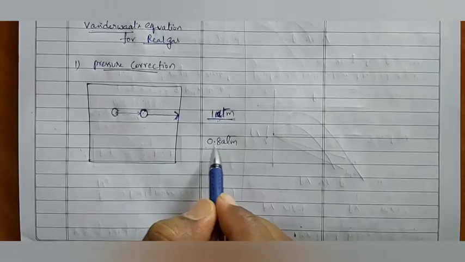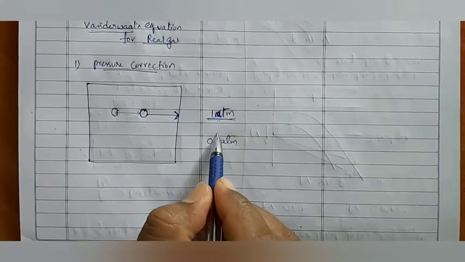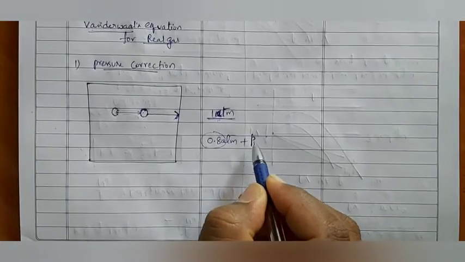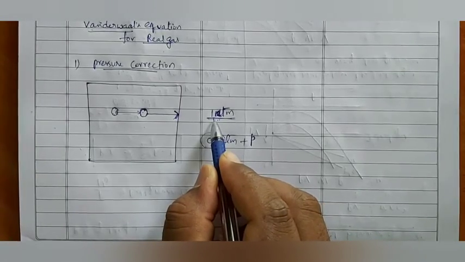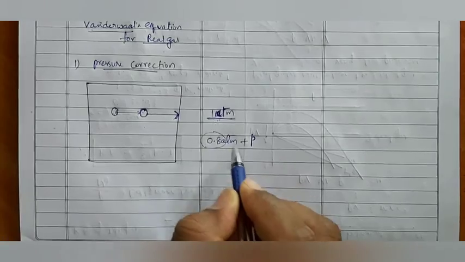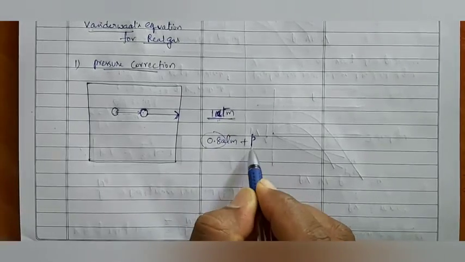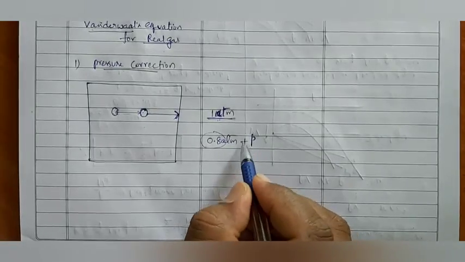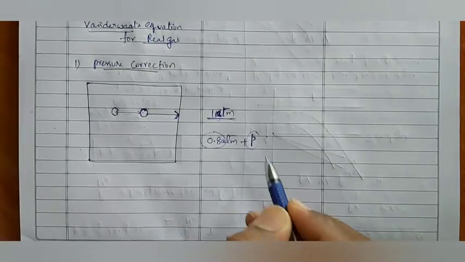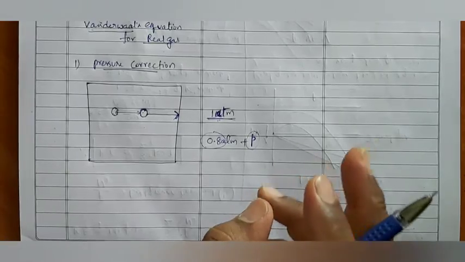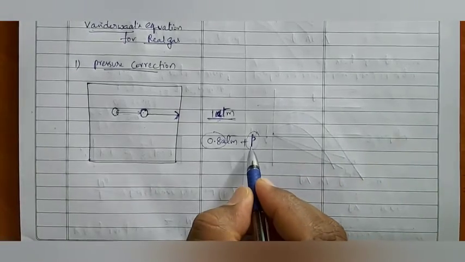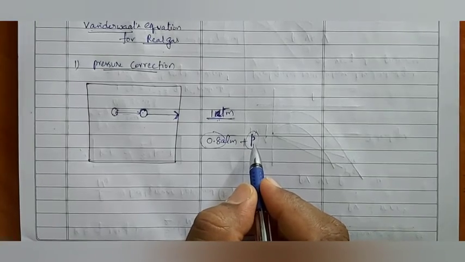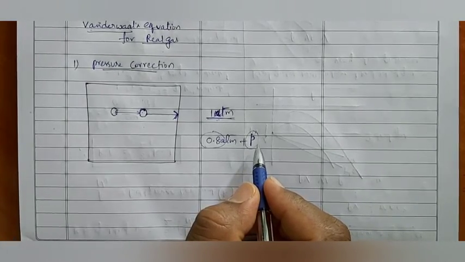Then we have to correct this value or not. For this 0.8, if you add some small pressure, then only it will be equal to 1 atmosphere. That is called pressure correction. Now that small p is depending on two factors. What are those two factors?